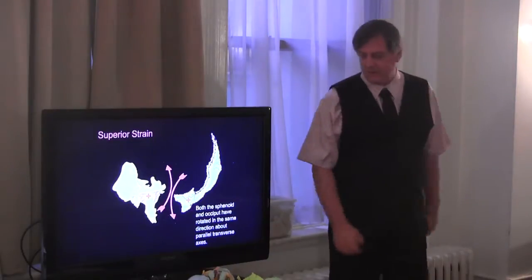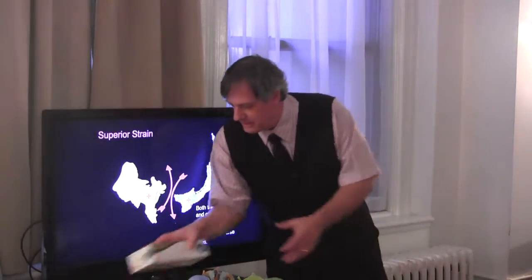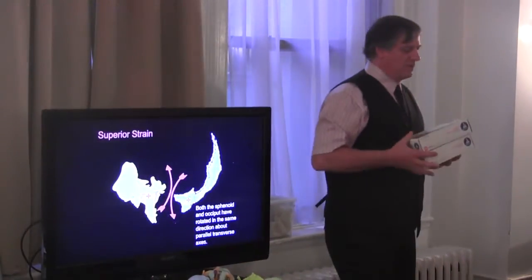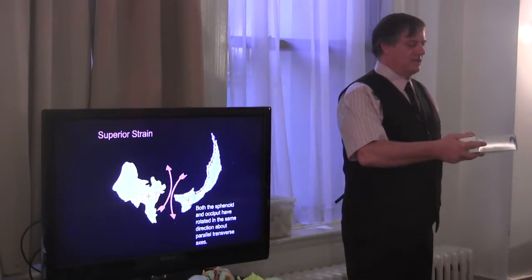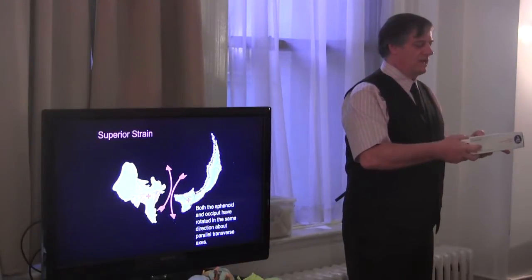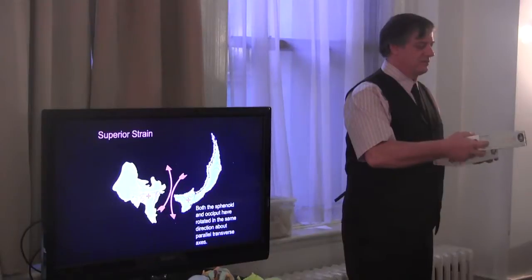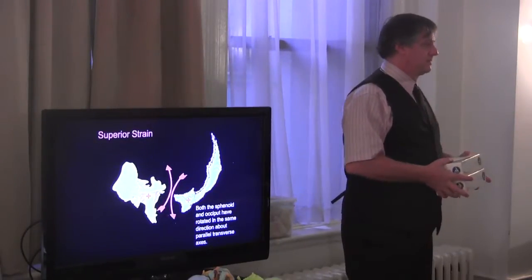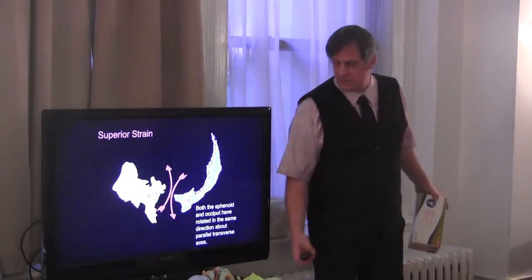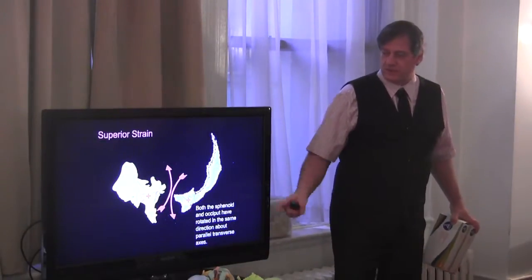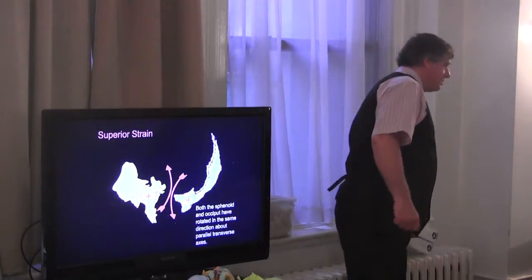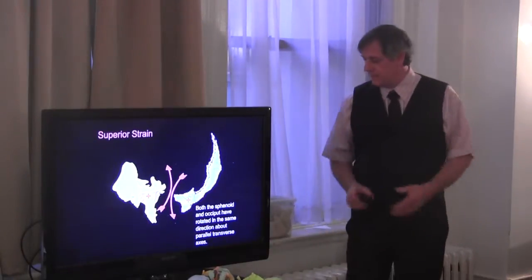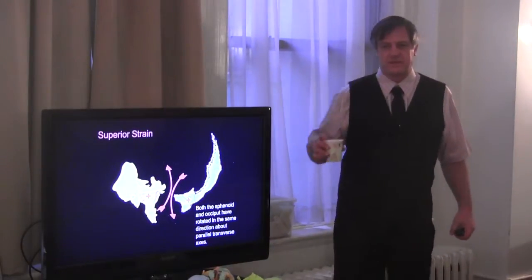Okay, so this is how we described our superior strains. If we said, I really like the boxes, they're just easy to work with. If I said that this is our lateral shear, then this is our vertical shear. And I'm not seeing it much. Maybe it's just me. So there's our superior strain. Our nomenclature was to name where the base of the sphenoid goes.